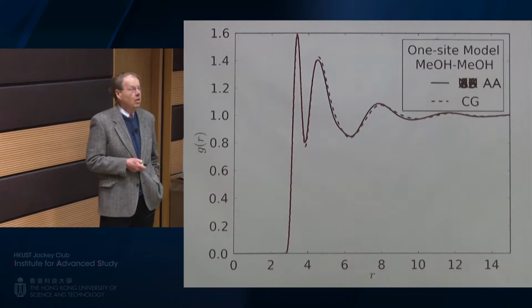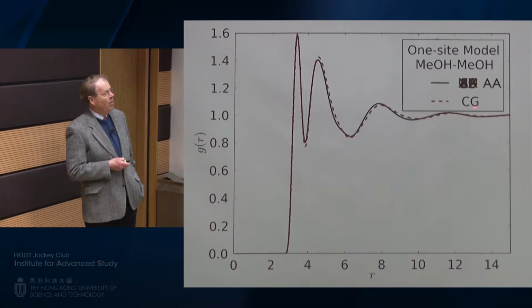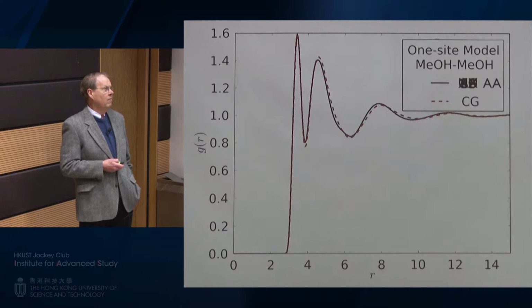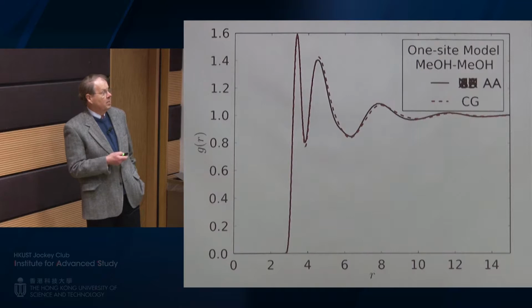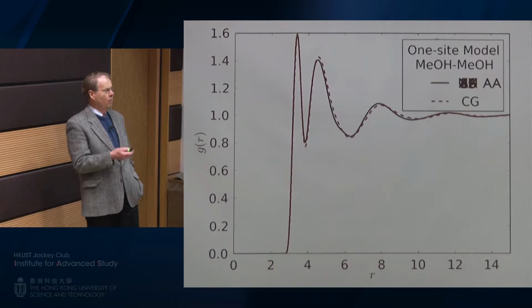That's an indication that we have a very accurate CG potential. If we had a really inaccurate potential, we wouldn't get this kind of agreement. So that's a validation of the coarse-grained potential. So we could go on to investigate very large systems of methanol and be able to get the structural properties of that. We could also apply the same method to mixtures of liquids, even liquids near surfaces. There's a whole variety of problems we could deal with using this technique.